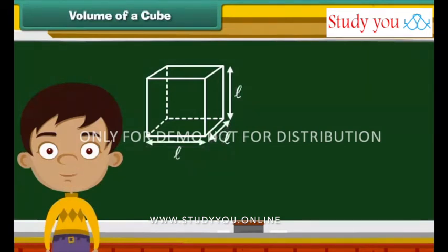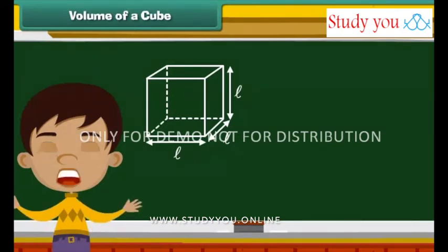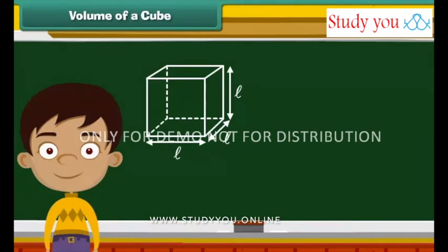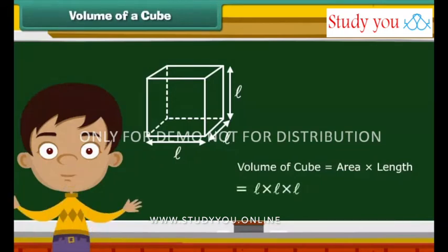Next, let's change this square into a cube. Note that all the sides of a cube have the same length, L. To find the volume of the cube, we just need to multiply the area, A, with L. Hence, by multiplying these three L's together, we get L cubed. Therefore, the formula for the volume of a cube is L cubed.